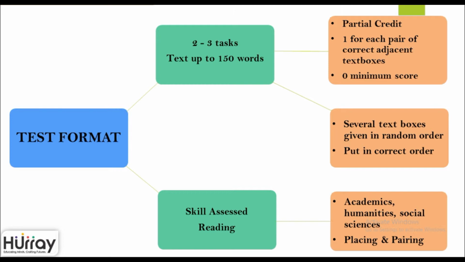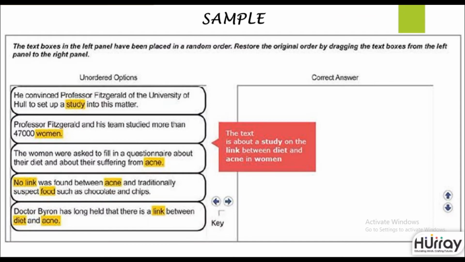You will be given several text boxes in random order. You need to put them in the correct order. The topics can be taken from academics, especially humanities or social sciences. Placing and pairing is the strategy that you shall be using when doing this type of question. Now here is a sample of what the question looks like.